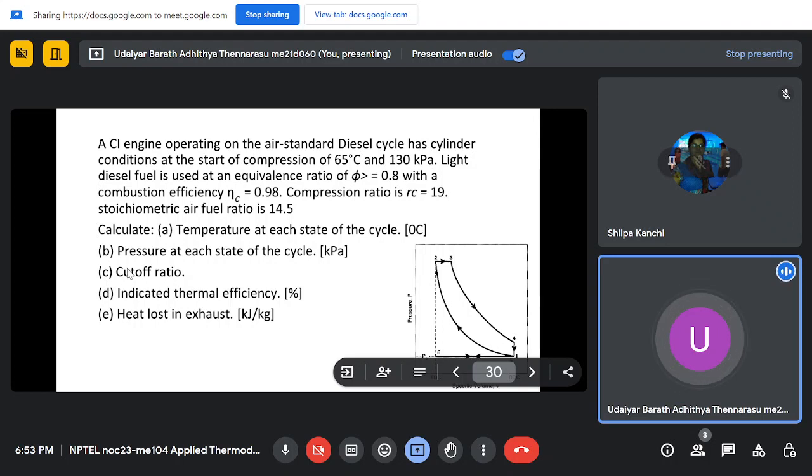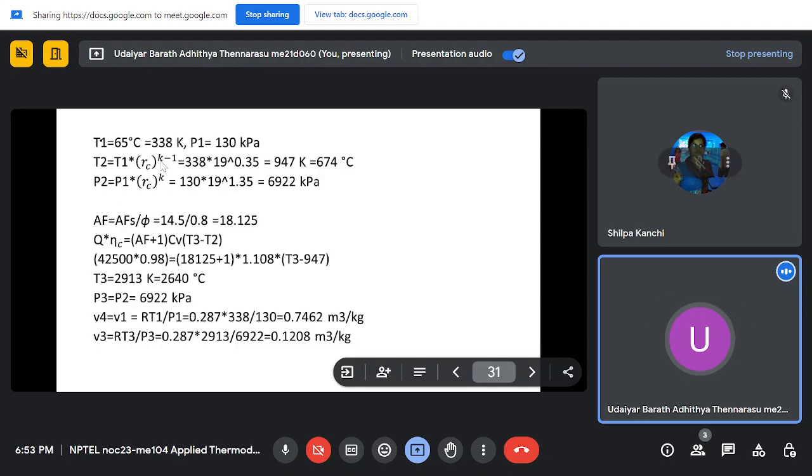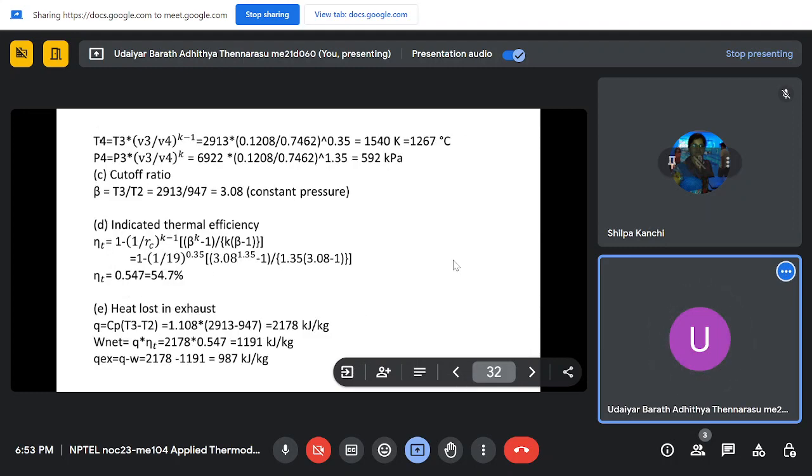Now we have been asked to calculate the cutoff ratio, indicated thermal efficiency, and heat loss in exhaust. The cutoff ratio is nothing but T3 by T2, or V3 by V2. Since this is a constant pressure process, we can write it in terms of temperature, or we have to calculate V2 and then substitute. We know the temperatures, so substituting, T3 by T2 will come out to be 2913 by 947, which is 3.08.